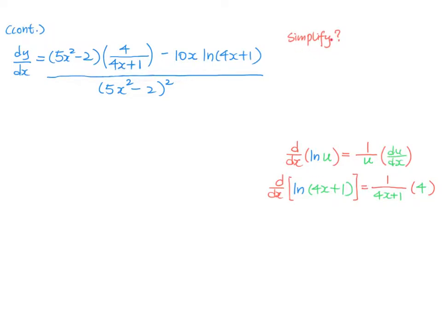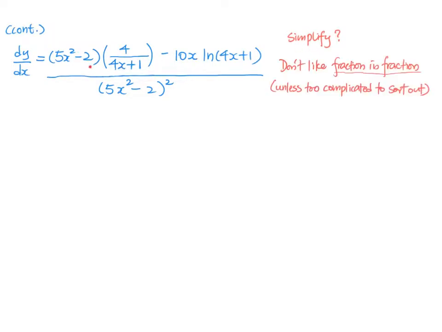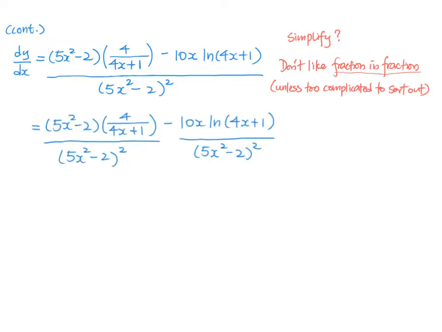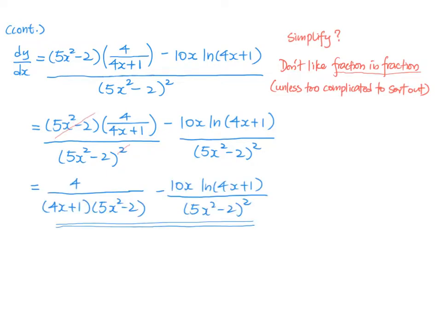But how do we simplify? Now first of all, we're not breaking this product. But the problem is we don't like a fraction in a fraction. This is a fraction on the numerator, and we don't like that. So the way to do this is to separate this whole thing into 2 terms. Now I could cancel out these 2, and this will be our final answer. And remember, for the denominator, we don't need to expand it.